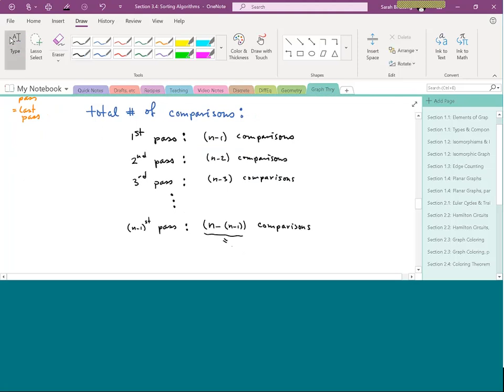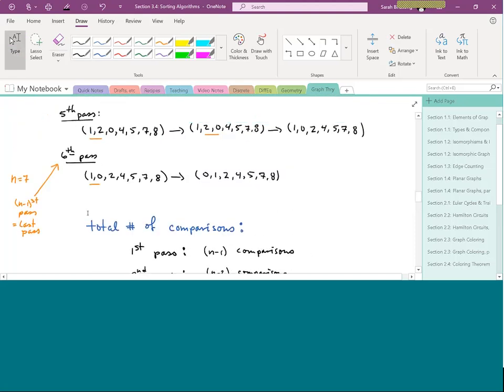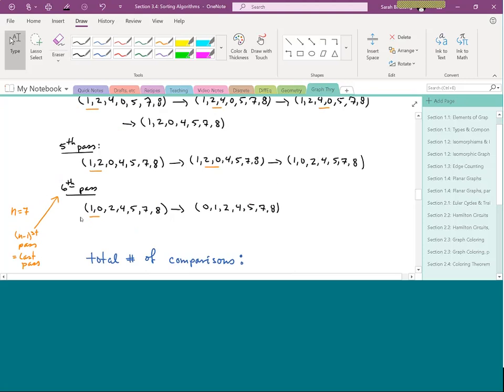Now let's check to see if that actually made sense in terms of what we did. According to this, the very last pass through our sequence, we should have had exactly one needed comparison. So our last pass, yep, we had one needed comparison that we did.